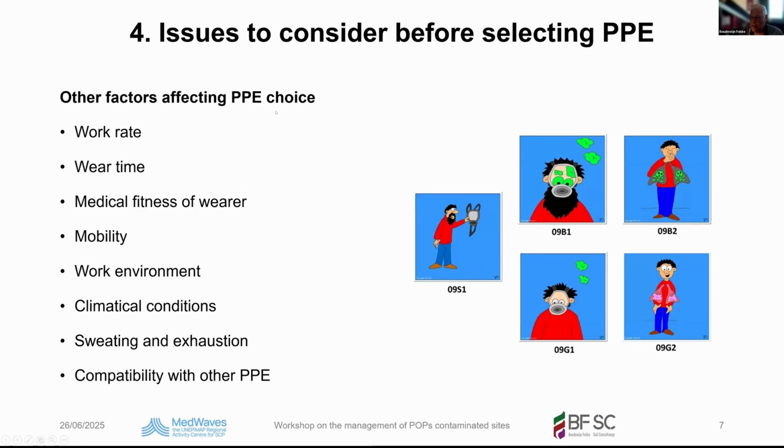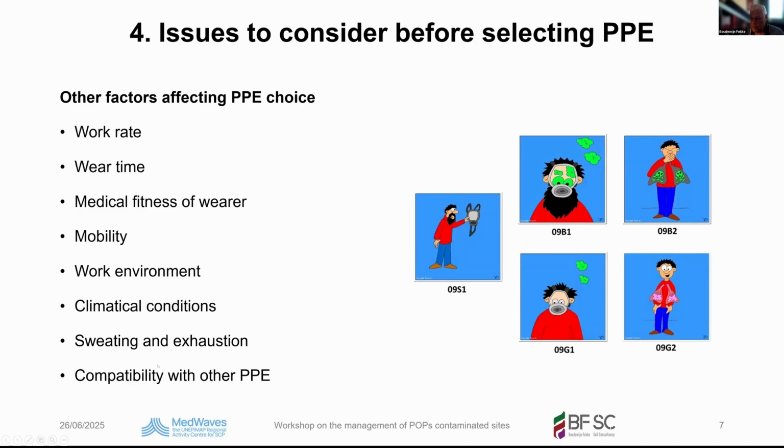Other factors affecting the selection of personal protective equipment are the work rate, the wear time, medical fitness of the wearer, the mobility. Do I need to be very mobile? So what should I use to be mobile? Working environment, climate condition. I told you earlier that if you use Tyvek, it's very hot, so you need to drink a lot of water. So if possible, avoid using Tyvek. If possible, if the situation allows.